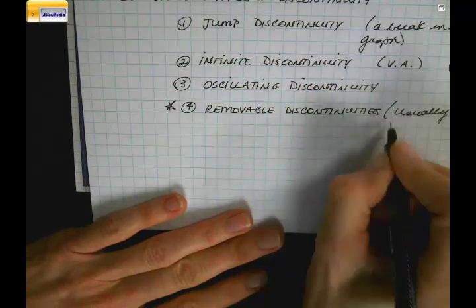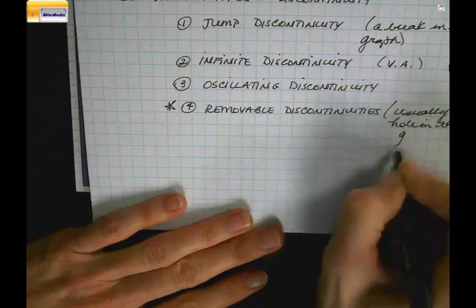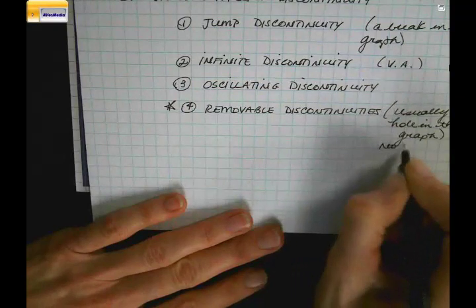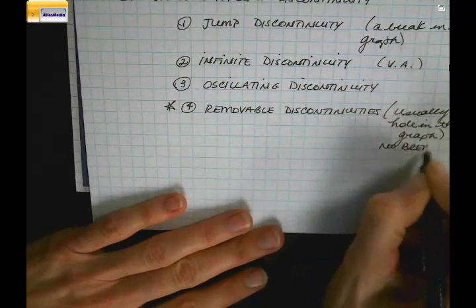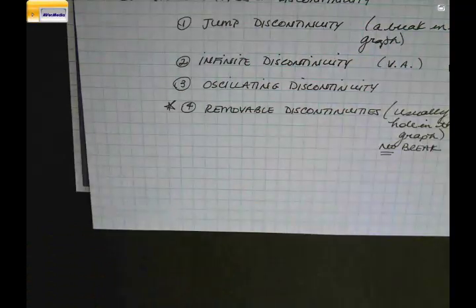Usually a hole in the graph. Now, not a break, but a hole. No breaks. Okay? No break in the graph, but just a hole in the graph. In other words, we can fix the hole in the graph. We can fill in the hole in the graph and make the function continuous, as we did in that prior example with that piecewise function. So we can usually remove a discontinuity if there is a hole in the graph.